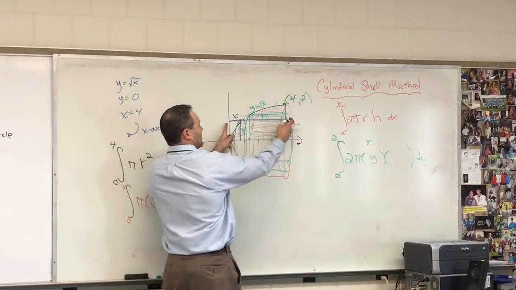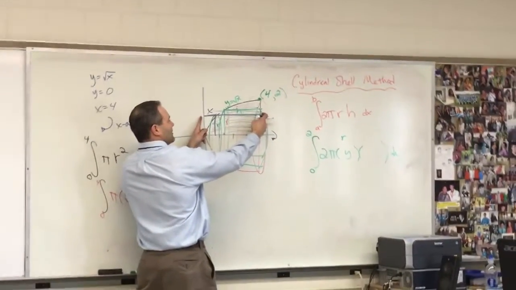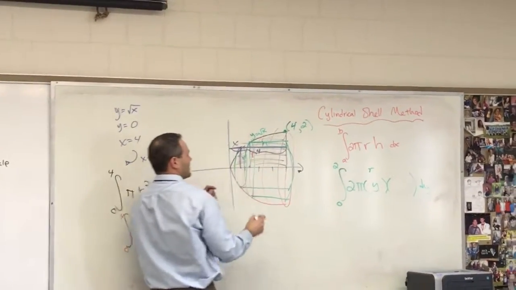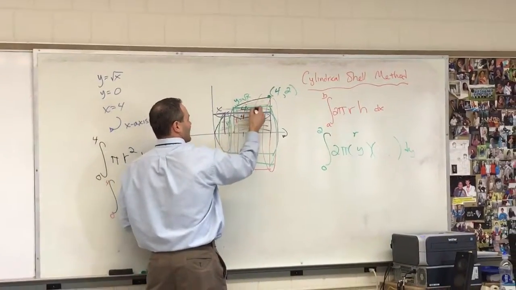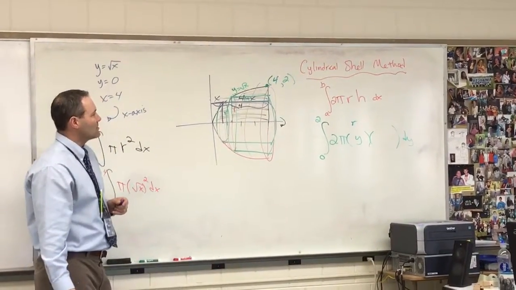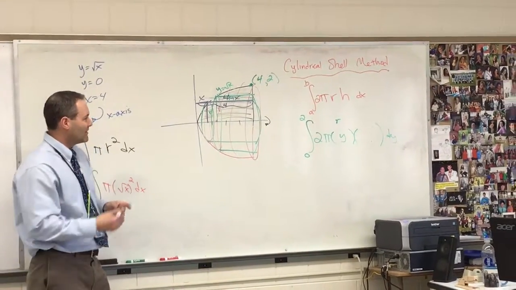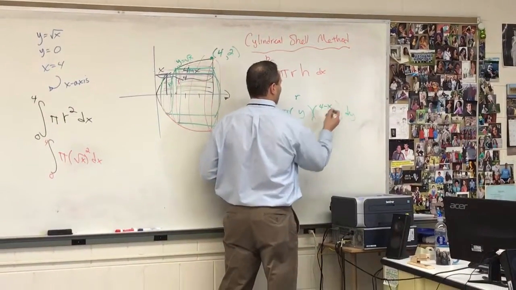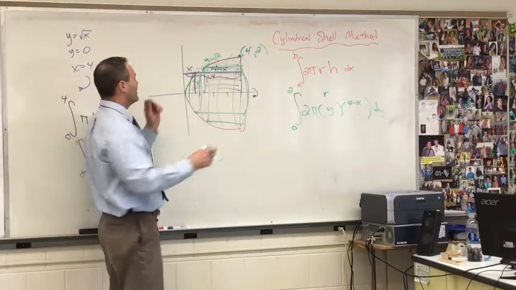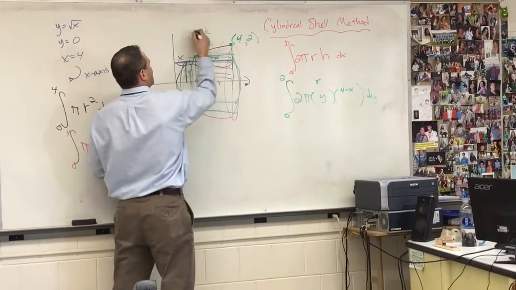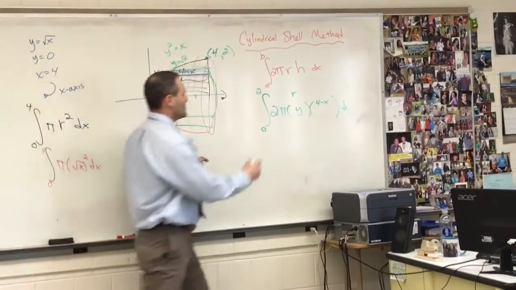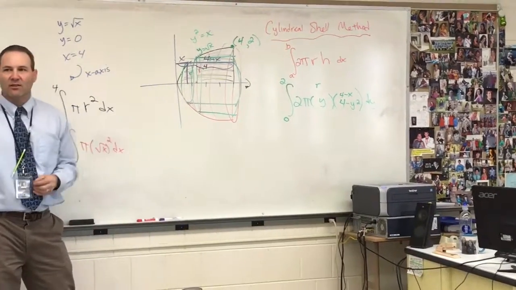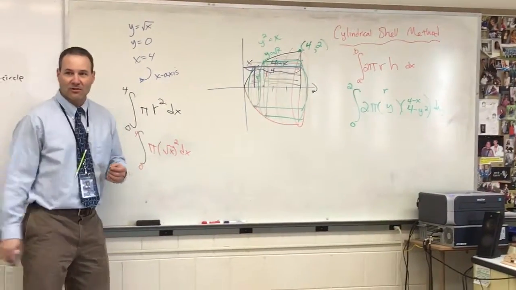How long is this entire thing? This whole thing is 4. So how long is that? 4 minus x. That's our height. But we can't do 4 minus x, right? It's 4 minus y squared. Good, so we need to figure out what it is. Square both sides, x equals y squared. So our x is y squared, so it's 4 minus y squared.